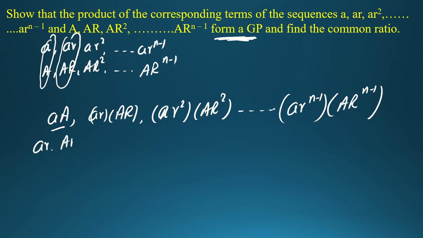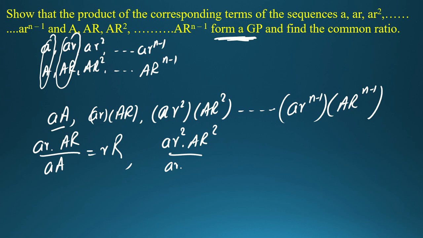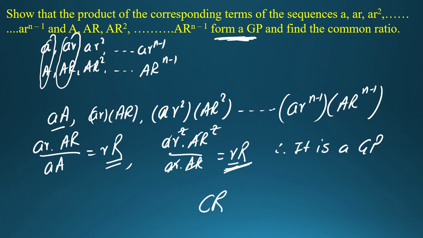AR times capital AR divided by A times capital A will be equal to r times capital R. Let's say for example third divided by second, so ar square times capital AR square divided by ar times capital AR, and you can see again ar cancelled, one r left, capital AR cancelled, one capital R left. So again it is coming r into capital R. So we are getting the same ratio, it means therefore it is a GP, and therefore this is the common ratio. So what is the common ratio for this question? It is r times capital R.